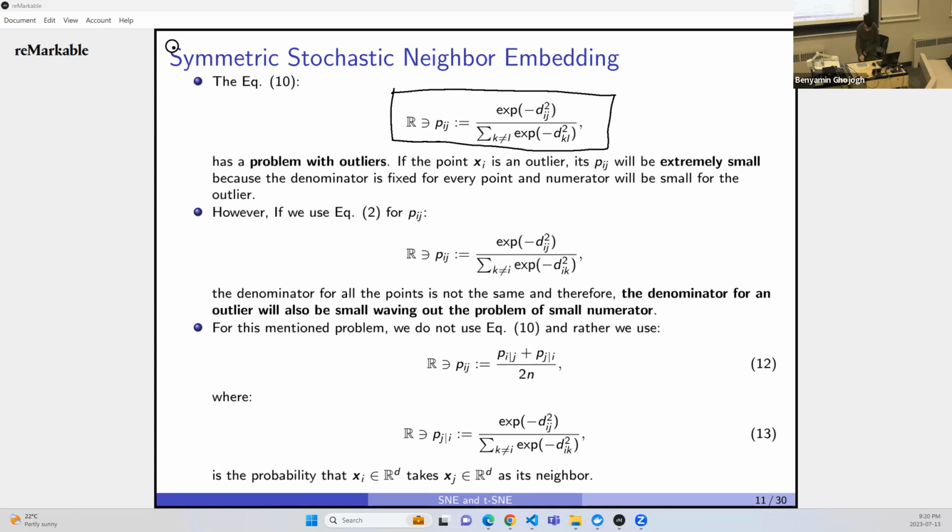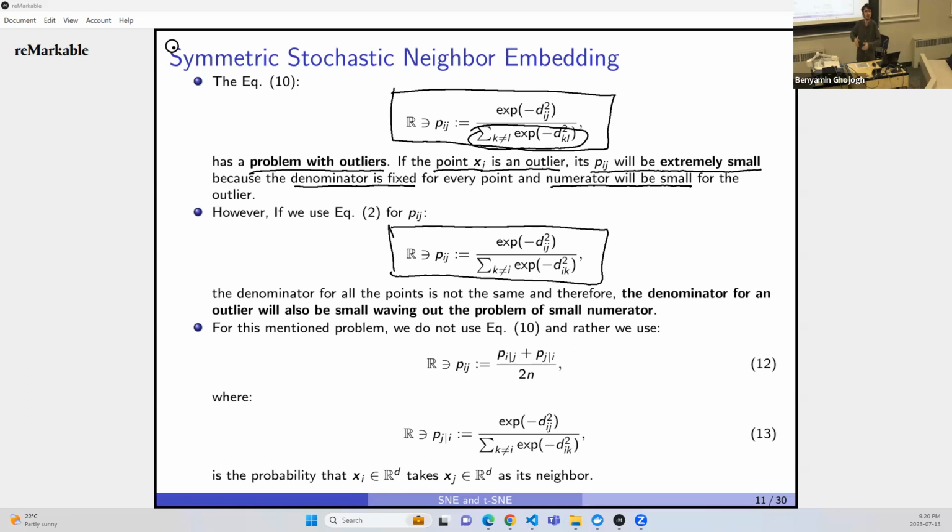What is that? The problem with outliers. If the point xi is an outlier, its Pij will be extremely small. Why? Because the denominator is fixed. Here the denominator is fixed, right? For all of the ij's. But the numerator will be very small for an outlier, very far anomaly, right? Very far away. However, in SNE, the denominator would also be small.